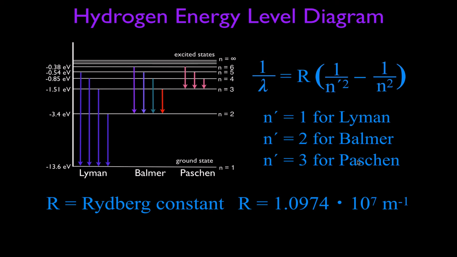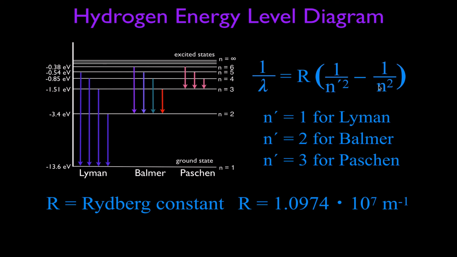If you're doing it for the Paschen series, then n prime would always be 3. Now you can do this for any transition, not just for these 3, but these are the 3 most common ones. Okay, so n prime, this first n here, is where the electron is going to end up, the final place, and this is where it starts.